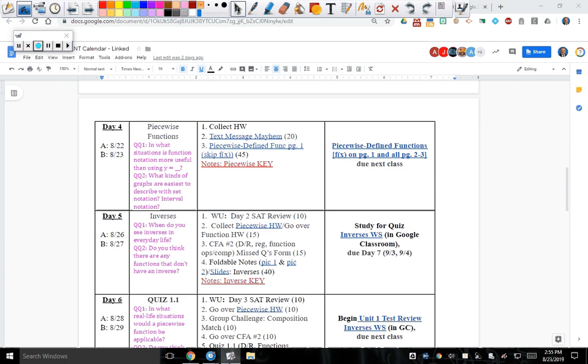So what we're doing today, this is day 4. We're going to look at this text message kind of activity. We're going to look at piecewise defined functions. And the two questions that you're going to be thinking about today are: in what situations is function notation more useful than using y equals? And the other one is what kinds of graphs are easiest to describe with set notation and interval notation? Okay? Think about that as we go through today.